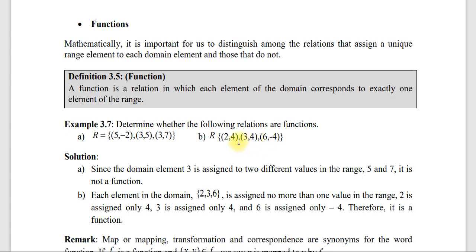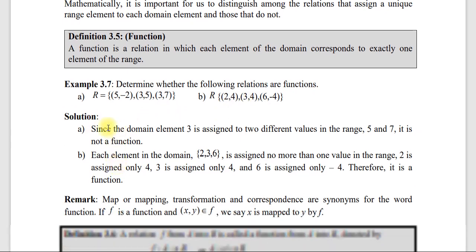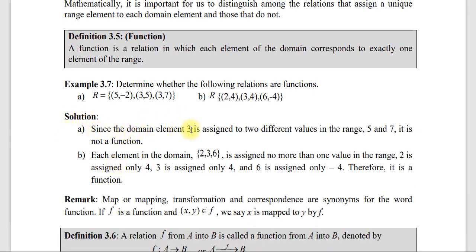And ሬንጅ 4 4 -4 ኦኬ ስለዚህ መጀመሪያው ላይ የተደገመ ምንድነው? ሬንጅ ነው ዶሜን ነው? 5 3 3 ዶሜን ተደግሟል፣ እዚህ ላይ ሬንጁ ተደግሟል። ስለዚህ ከሁለት አንዱ ፋንክሽን ነው፣ ከሁለት አንዱ ደግሞ ፋንክሽን አይደለም ማለት ነው። When we see the solution part, a since the domain element 3 is assigned to two different value in the range 5 and 7, it is not a function.